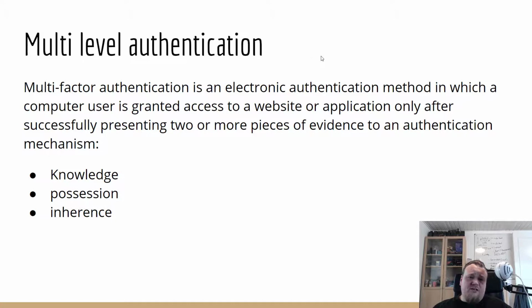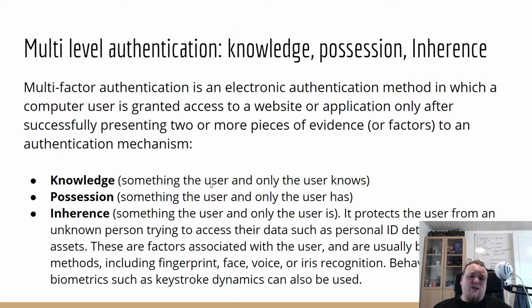Multi-level authentication, I think we should dig a bit deeper into what this is all about. So we have something called knowledge, possession, and inheritance. The knowledge is something that the user and only the user knows. Could be a password. Possession is something the user has. Well, it could be the small device to generate a password, for example, like the RSA one.